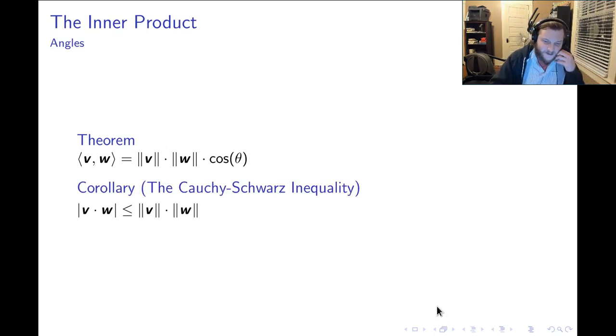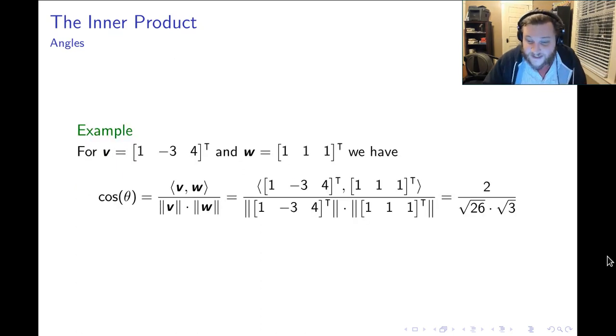Another thing that pops out of this is the famous Cauchy-Schwarz inequality. Remember, cosine oscillates between -1 and 1, so its absolute value is never larger than 1. So if I took absolute values on both sides of this theorem, this would end up telling me that the absolute value of the dot product here, I've used that dot product notation, which is the same thing as the inner product, is always less than or equal to the product of the lengths of those two vectors. And this is because the absolute value of cosine is always between 0 and 1.